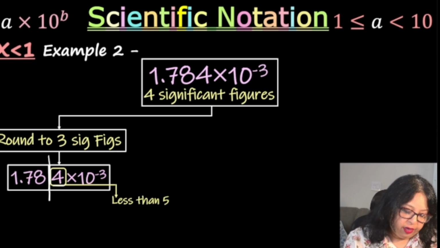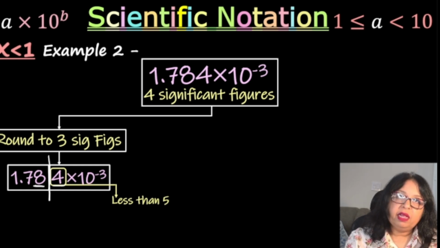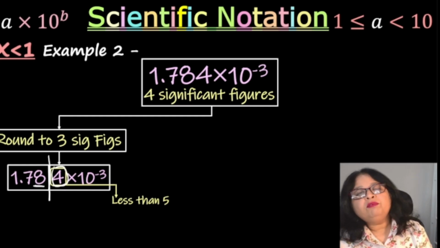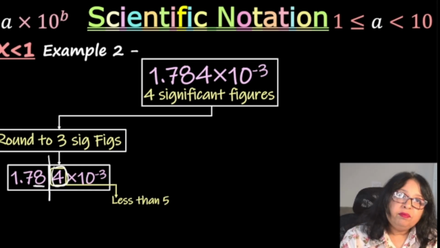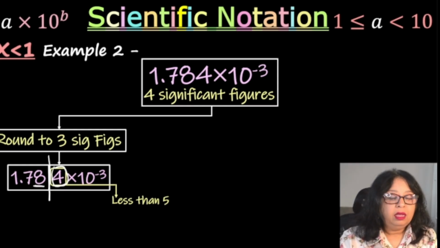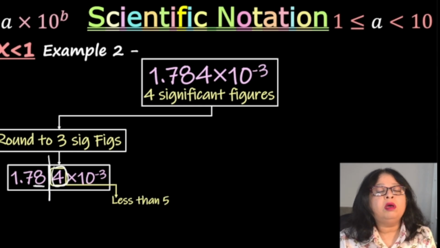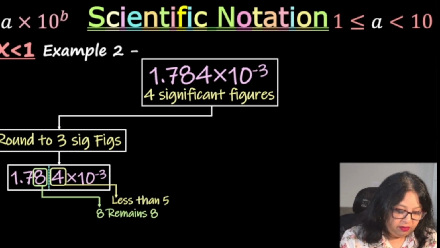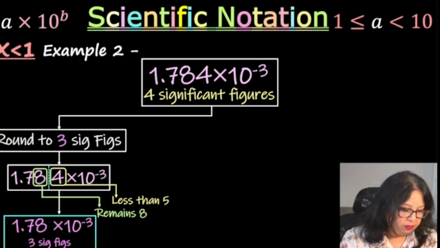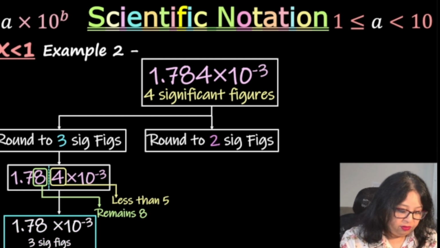So if that number is less than 5, then the number to the left of the line remains itself. But had this number to the right of the line been 5 or greater, then the number to the left of the line would have rounded up by 1. Well, if it doesn't make sense yet, wait, it will, because we are going to go over so many examples. So let's see. This becomes 1.78 times 10 to the power minus 3. And it has 3 sig figs now.